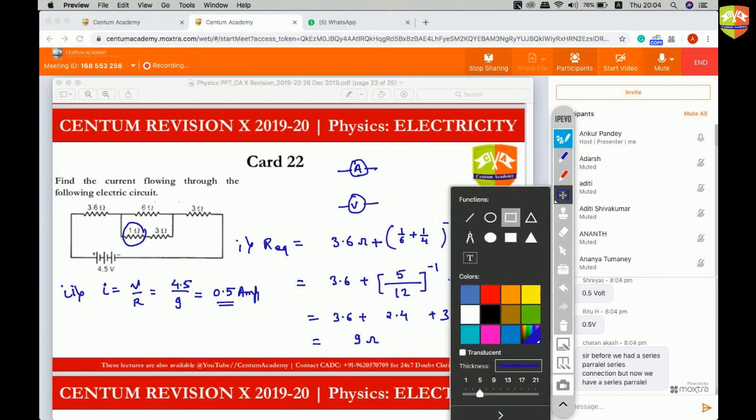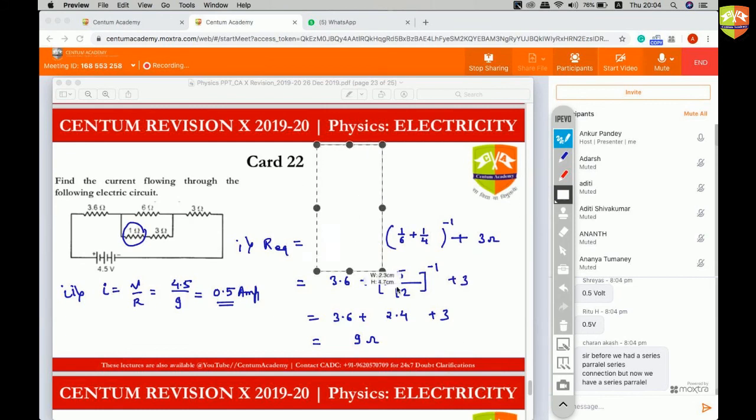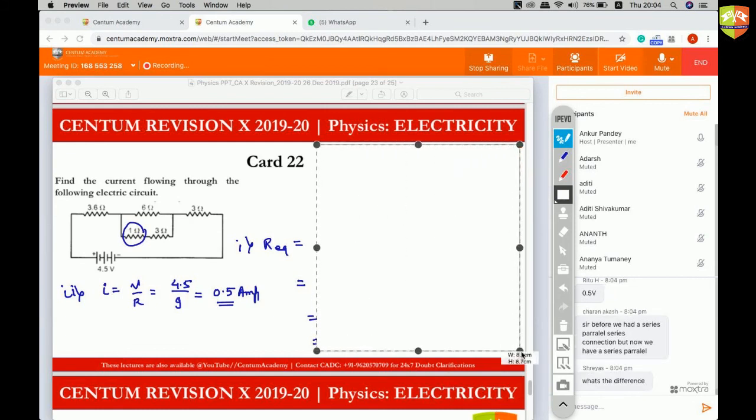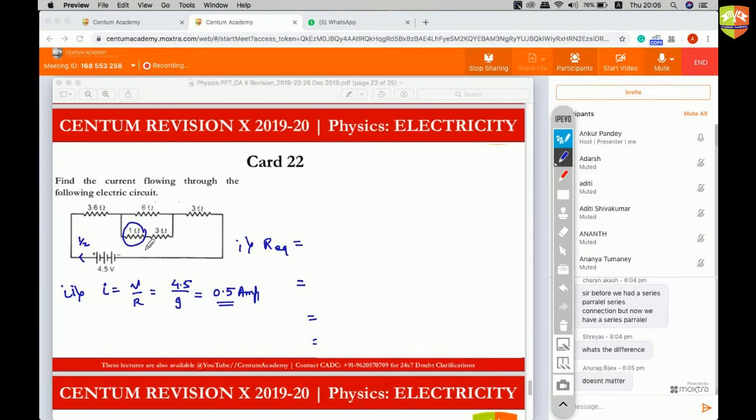Out of which, the simplest way to carry this out is, if this is the case, then the voltage utilized by series resistors is 6.6 into half, that is 3.3 volts. I into R. Half, I into R. So the voltage remaining for the parallel box is 4.5 minus 3.3, which is 1.2.